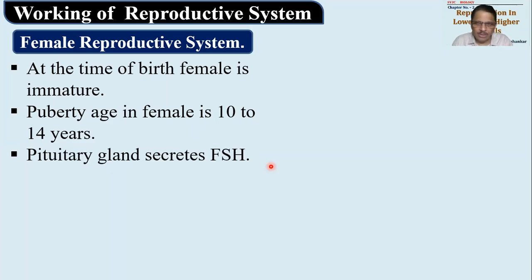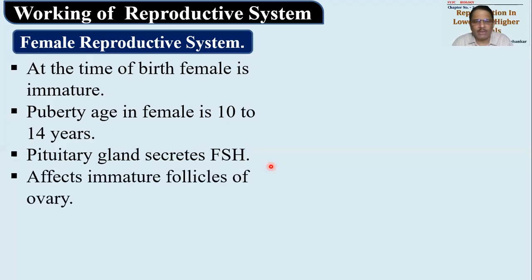Exactly the same thing will happen in females as happened in males, but it is a little bit complicated because one more organ is involved. In males, the pituitary gland and testis, meaning gonads, were involved. Here in females, the pituitary gland, ovaries that is gonads, and the uterus will also be involved, and that's why it is a complicated reproductive cycle observed in females. That cycle we call the menstrual cycle.